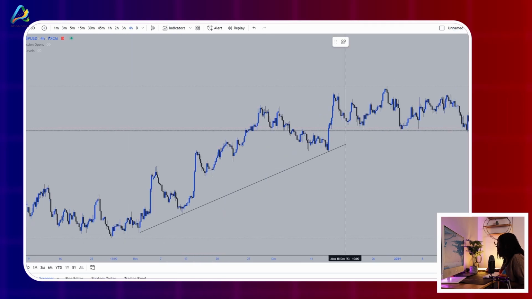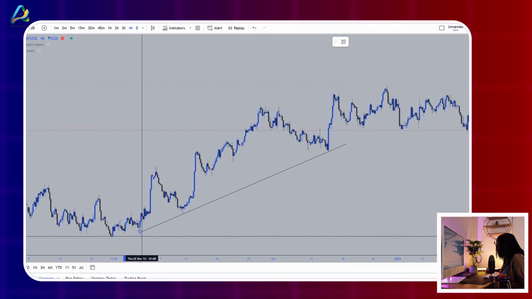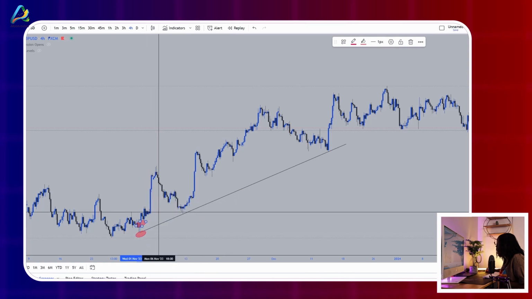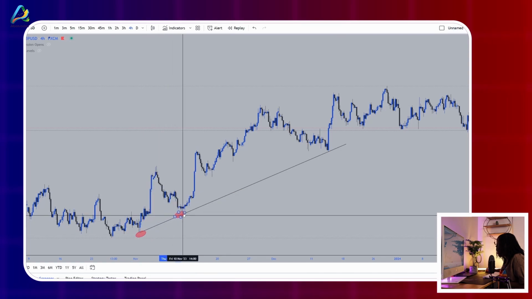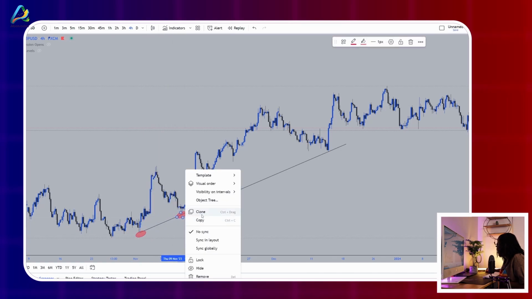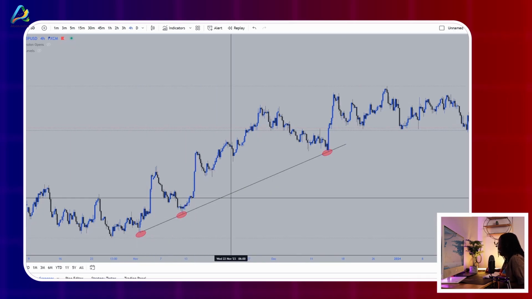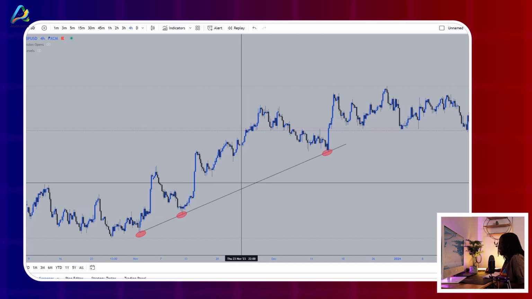So now we have a third touch on our trend line, which is this level right here. We have a first touch here. We have a second touch right here. And we have a third touch on this trend line right here. So we can see that the more touches on the trend line, the stronger the trend line becomes.